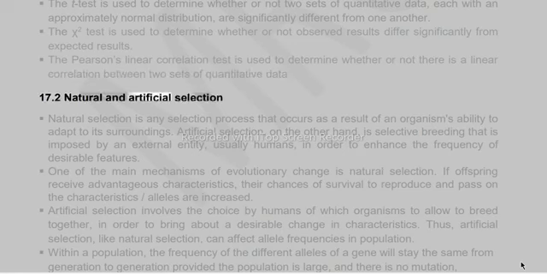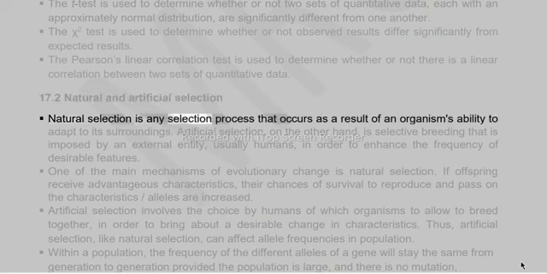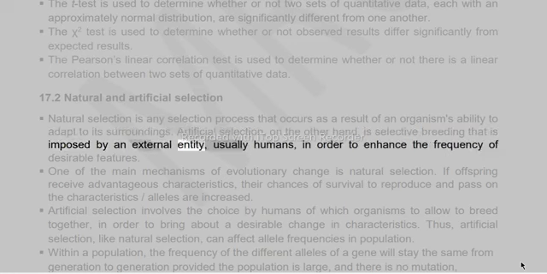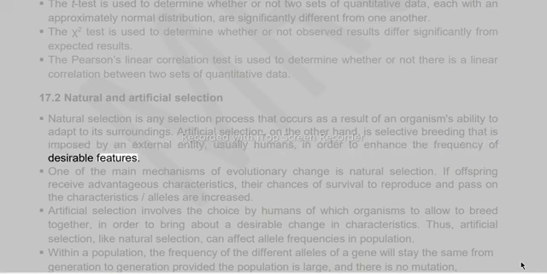17.2 Natural and artificial selection. Natural selection is any selection process that occurs as a result of an organism's ability to adapt to its surroundings. Artificial selection, on the other hand, is selective breeding that is imposed by an external entity, usually humans, in order to enhance the frequency of desirable features.